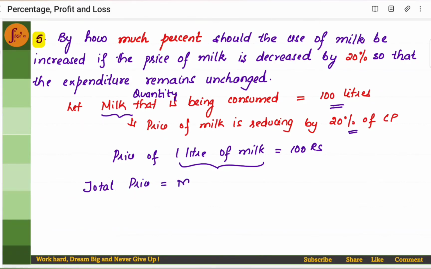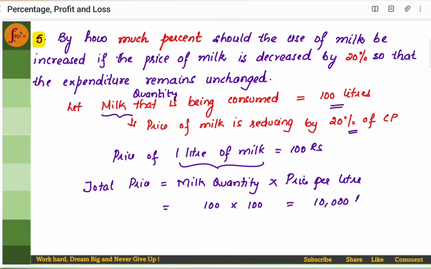It's going to be milk quantity, that is the number of liters, into price per liter, correct? We have assumed 100 liters, and the price per liter also we have assumed 100 rupees. So this is going to be 10,000 rupees. This is the total price. Now I have to increase the quantity of milk because the price is decreasing.